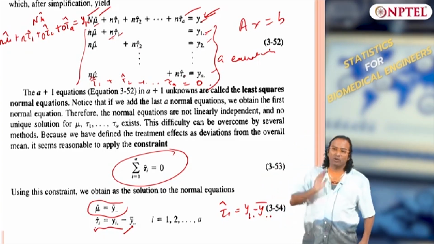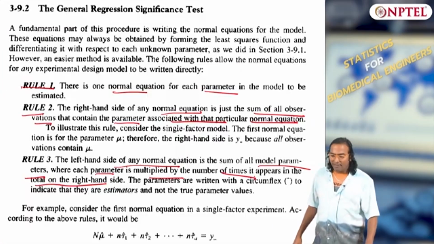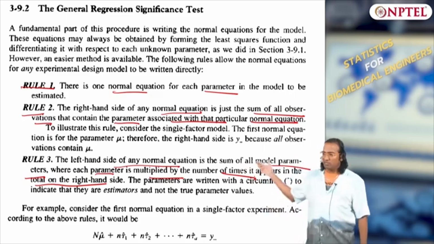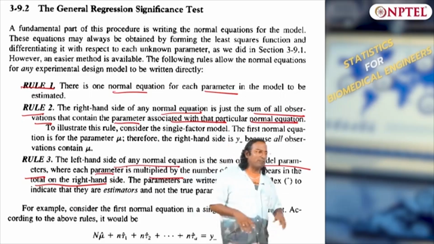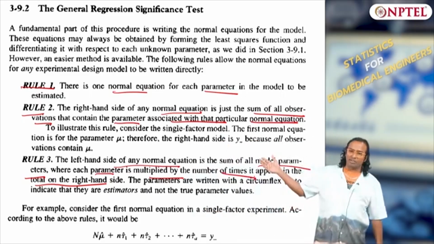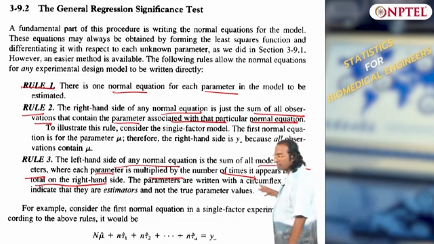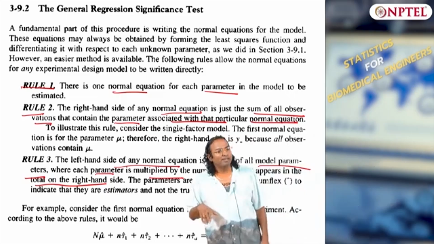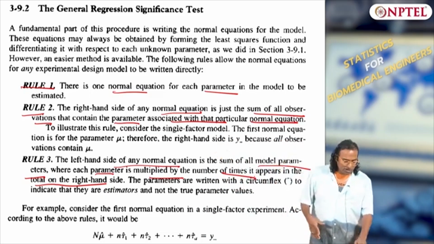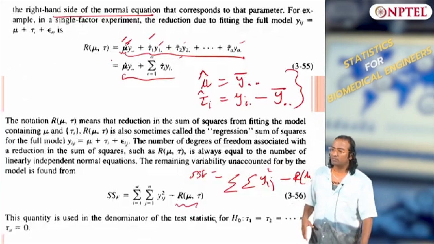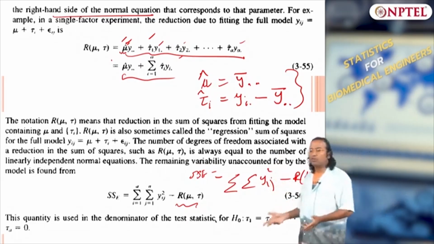For a fixed effects model we said summation tau i equals 0, then we use those constraints and figure out the parameters, and we looked at an easy way to do it using 3 rules. Rule 1: the total number of equations is equal to the total number of model parameters. The right hand side is nothing but the summation of the observations that contain the parameter itself, and the left hand side is nothing but the summation of all the parameters pre-multiplied by the number of times each appears on the right hand side. So if I just apply these 3 rules, I will get all the a plus 1 equations, or whatever number of equations required.